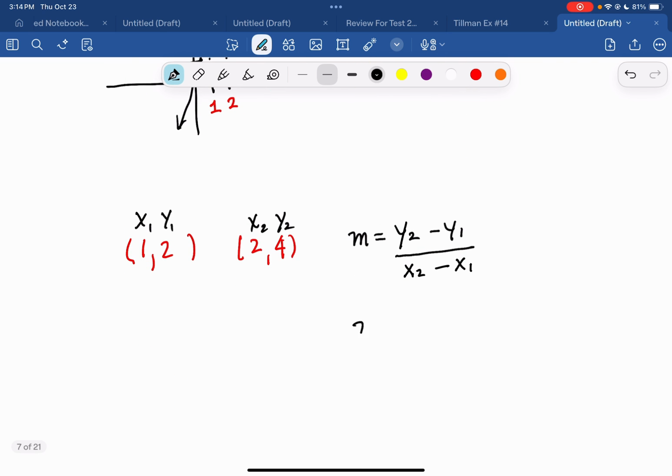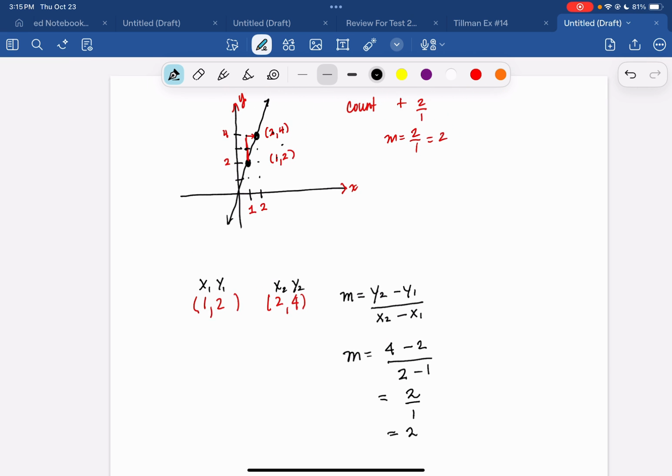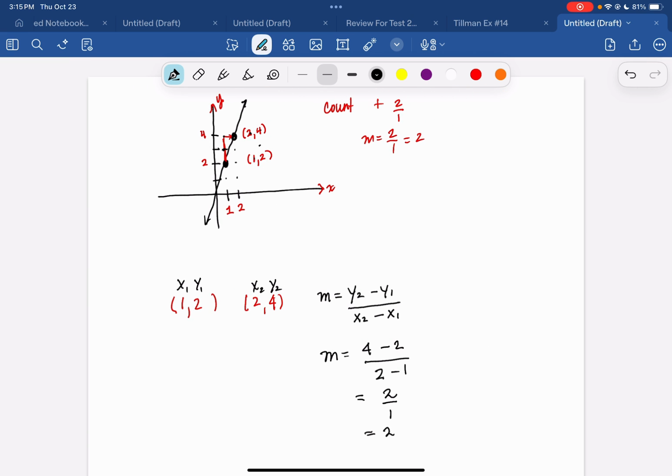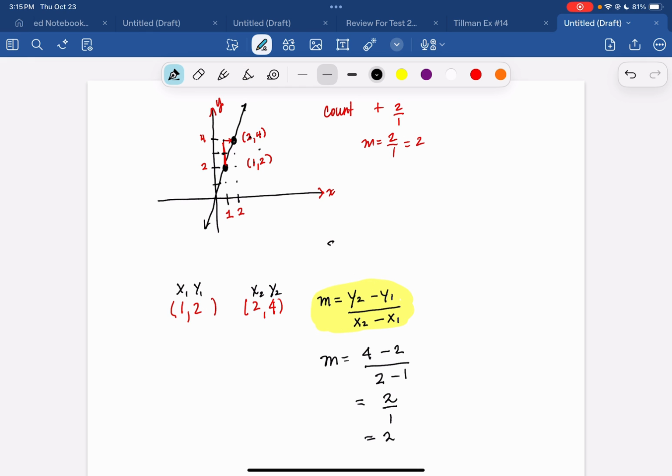So for our formula here, we would go 4 subtract 2 over 2 subtract 1. And that's going to give us 2 over 1, which is 2, which we already found as we did the graph. So this is a very important formula going forward that you're going to need, and this is called the slope formula given 2 points.